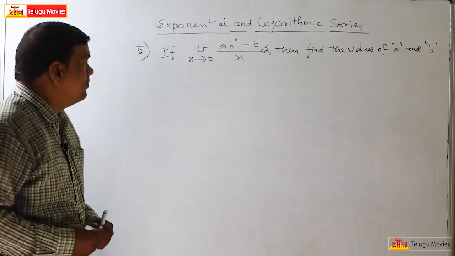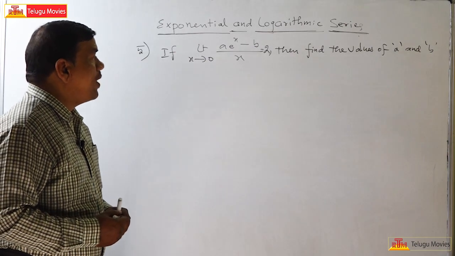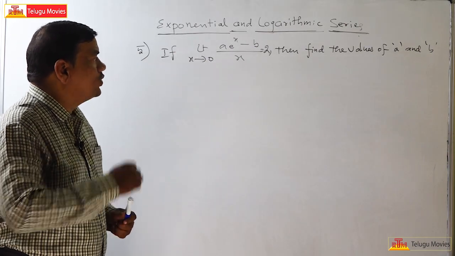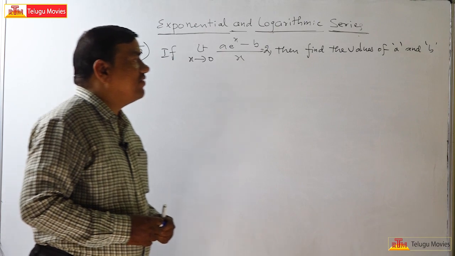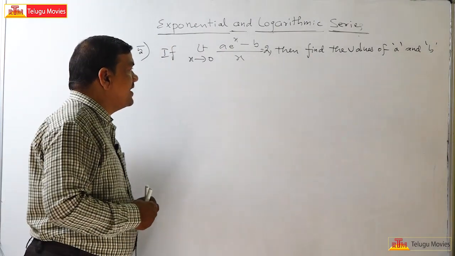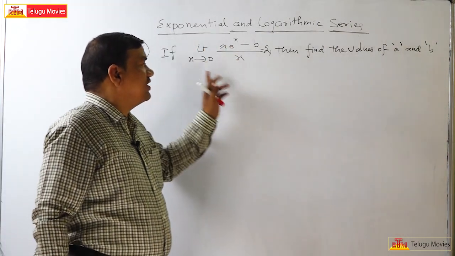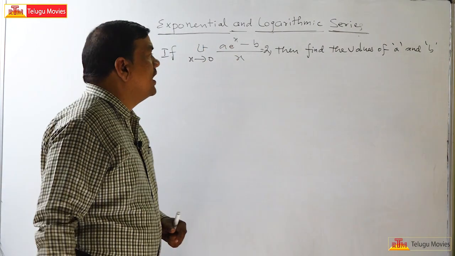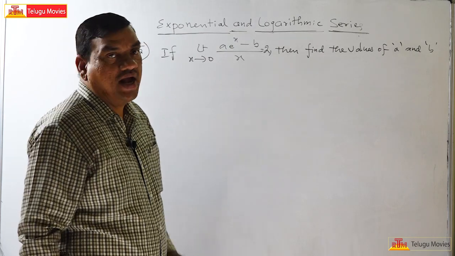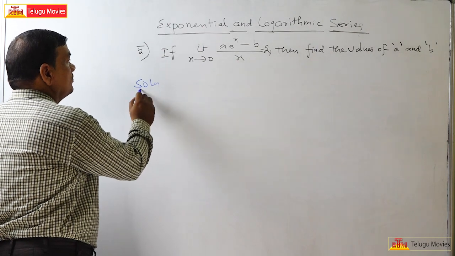Welcome to this problem. If limit x tends to 0, (a e power x minus b) by x is equal to 2, then find the values of a and b. So there is a function, (a e power x minus b) by x. As x approaches 0, the function value approaches 2, then find the values of a and b. Okay now, let us see this problem's solution.